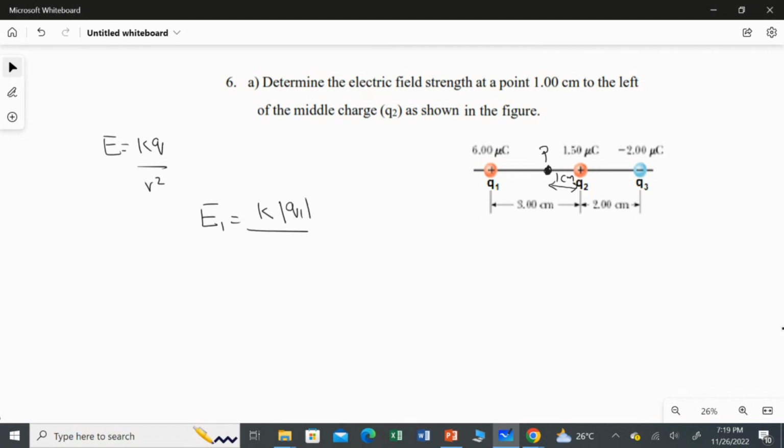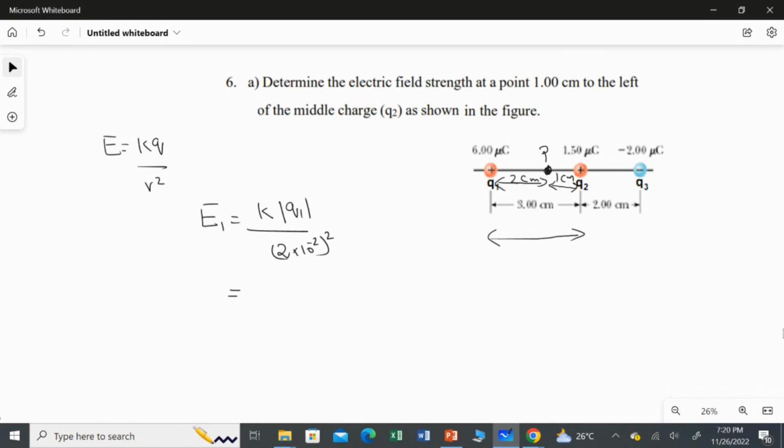So what's the distance? If you know the distance between Q1 and Q2 is 3 centimeter, what is this distance? This distance is 2, right? Am I right or not? This is 2 centimeter, 2 multiplied by 10 power minus 2, the whole square. Clear? Because I have to convert it to meter.